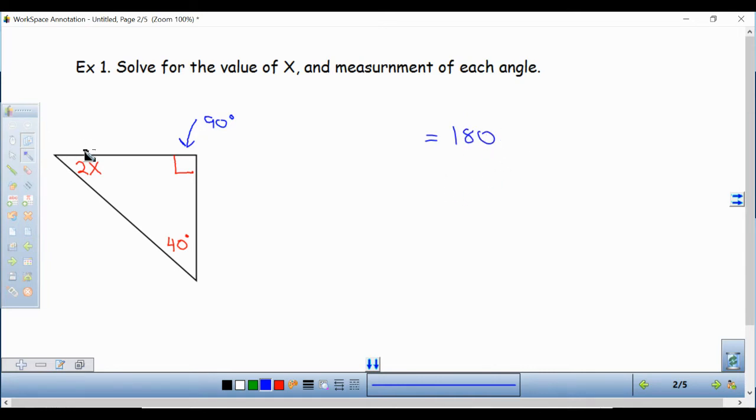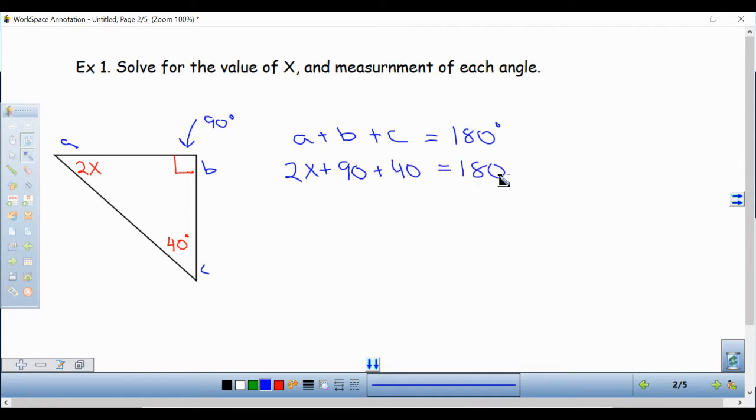So we've got three angles. Let's call this angle A, angle B, and angle C. We're going to add all three of those angles together. Angle A plus angle B plus angle C equals 180 degrees. What is angle A? What is the only thing I've got written in angle A? Well, I know that it is 2x. Angle B, I know, is 90 degrees. And angle C, I know, is 40 degrees, and that equals 180.